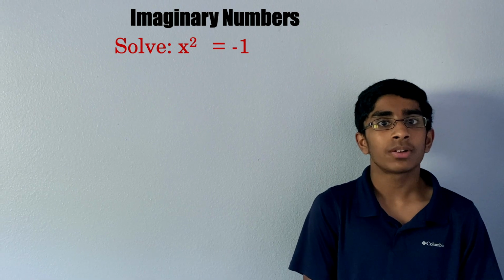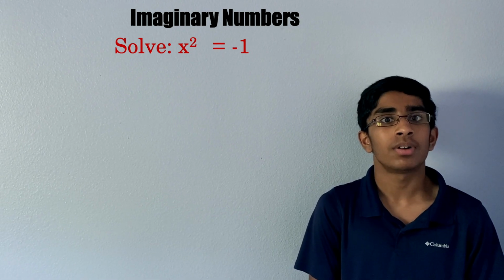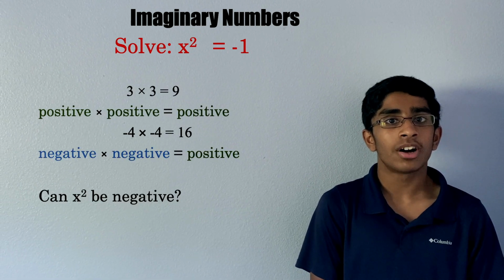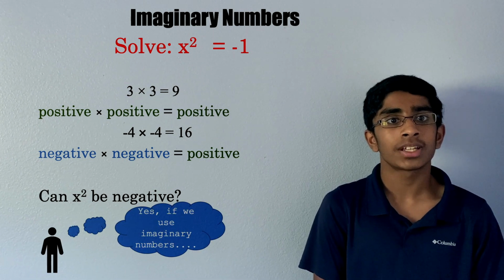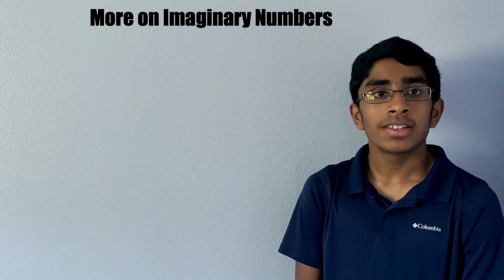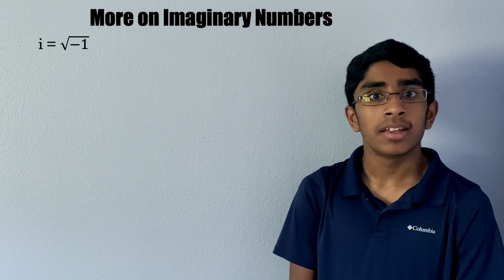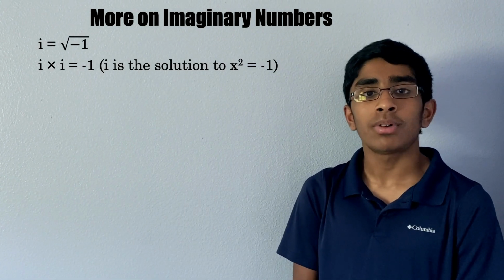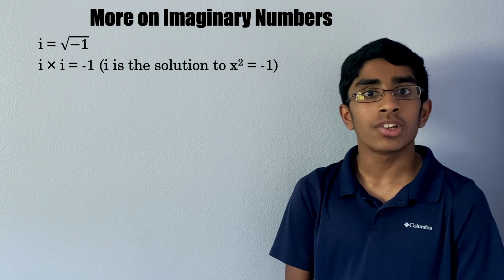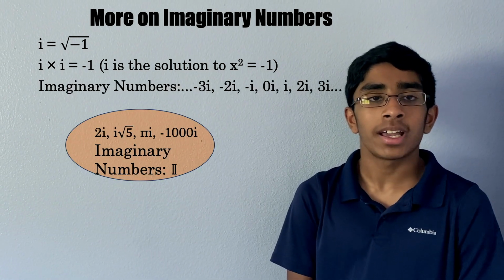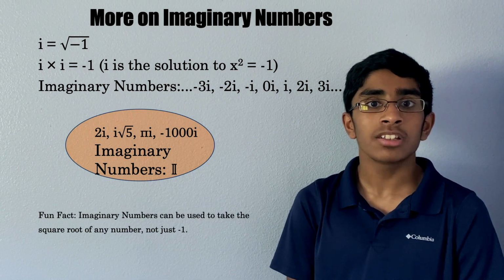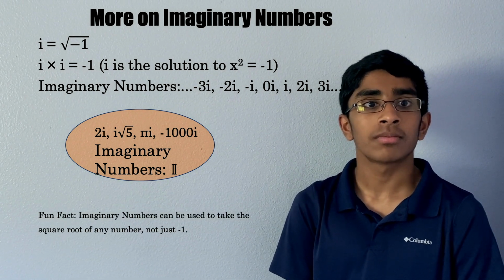They arise when solving equations like x squared equals -1. You might know that the square of any non-zero real number is positive. That's why we need imaginary numbers to solve x squared equals -1. The simplest imaginary number is i, which is defined as the square root of -1. So i is the solution to our equation x squared equals -1. But we can also have 2i, 3i, and even -1000i. These numbers are the imaginary numbers.